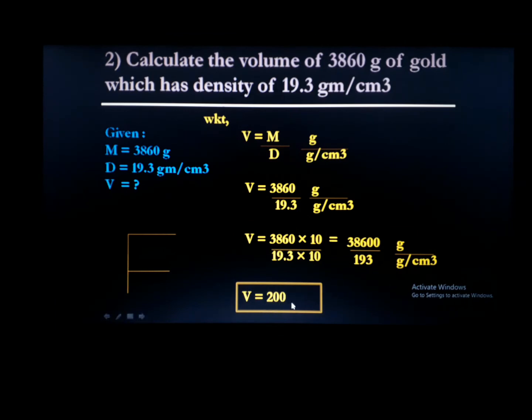And how to write the SI unit? Observe carefully. According to the data in the question, we have gram divided by gram per centimeter cube. See, in the numerator and denominator, same units are here, that is gram and gram. So they will cancel each other. So the remaining unit is centimeter cube. So we get the answer, volume is equal to 200 centimeter cube. So here is the division part for your clarification.